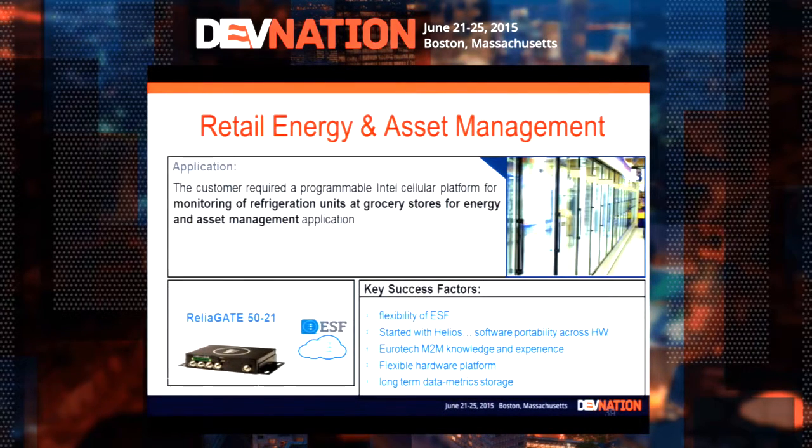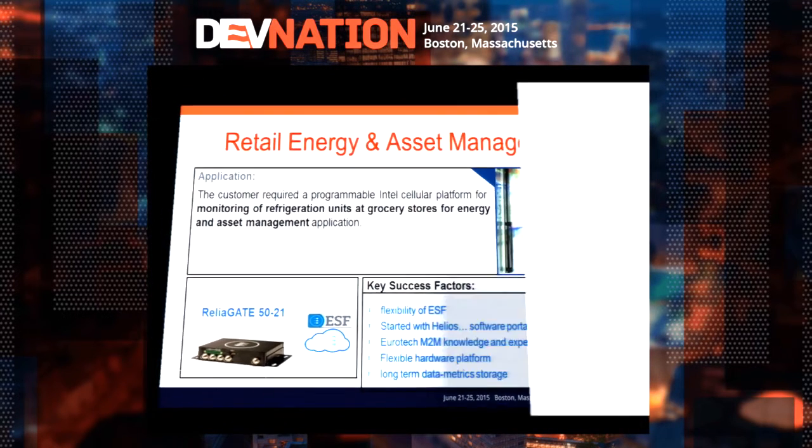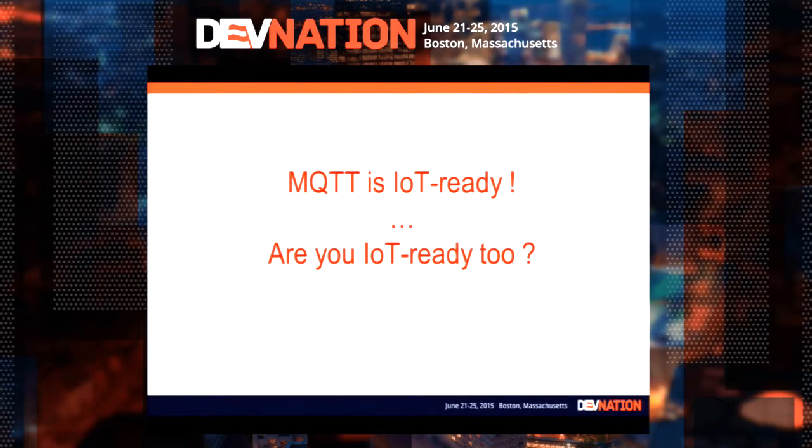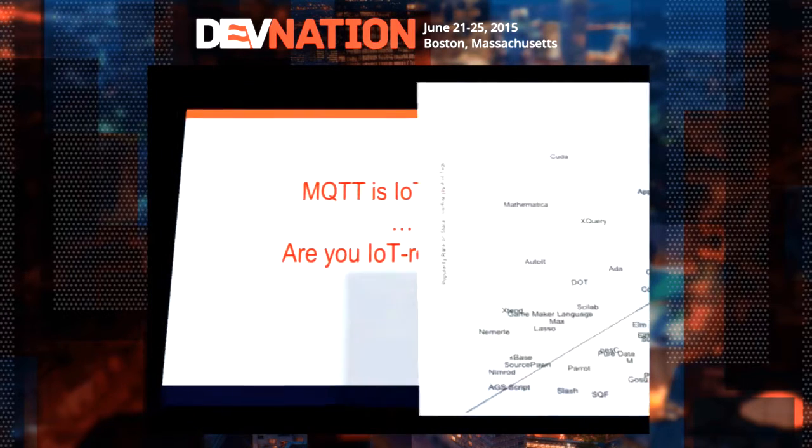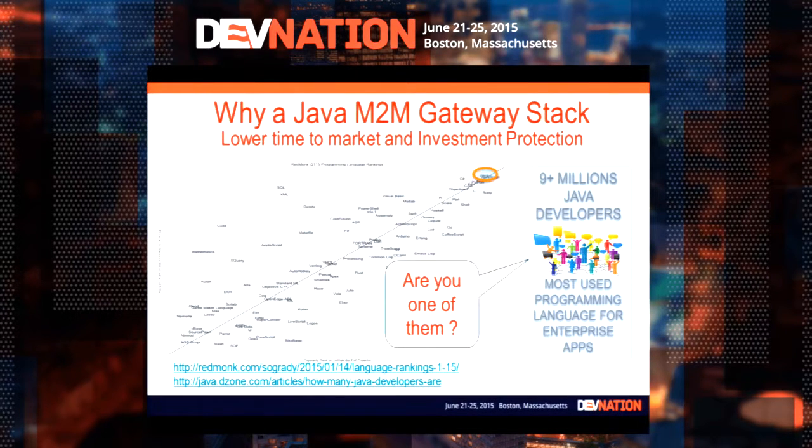Completely different scenario. In this case, they wanted to monitor the refrigeration units in a grocery and to perform asset management remotely. Same devices, same information technologies integrated with operational technologies, a different business case. So MQTT is IoT ready, but what about us, programmers? Are we ready?